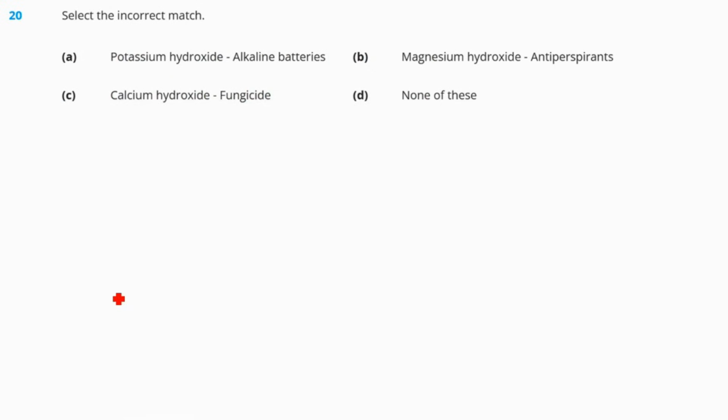Question number 20. Select the incorrect match. Potassium hydroxide is used in alkaline batteries. Correct. Magnesium hydroxide is used as antiperspirants. Correct. Calcium hydroxide is used as fungicide. Correct. So none of the matches are incorrect.